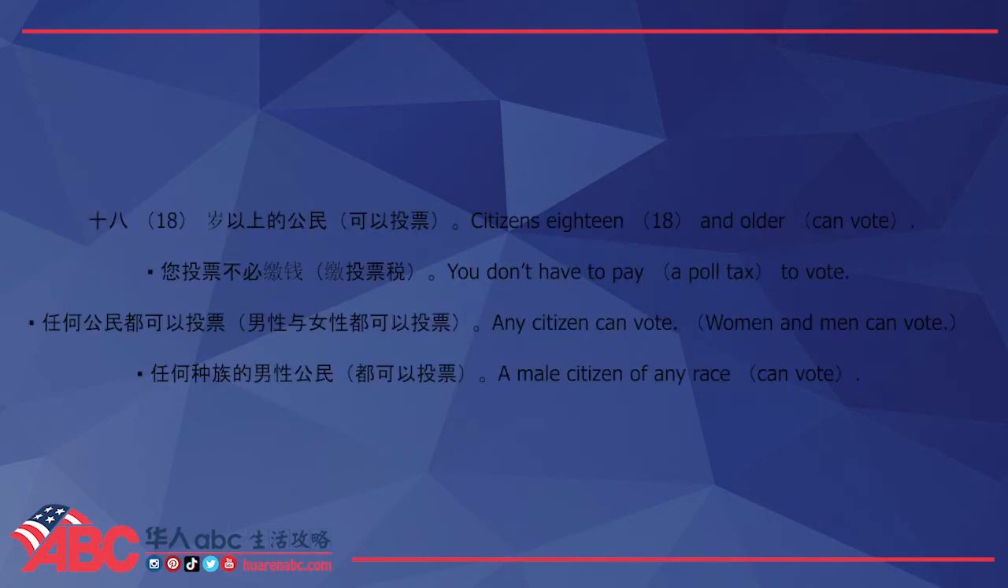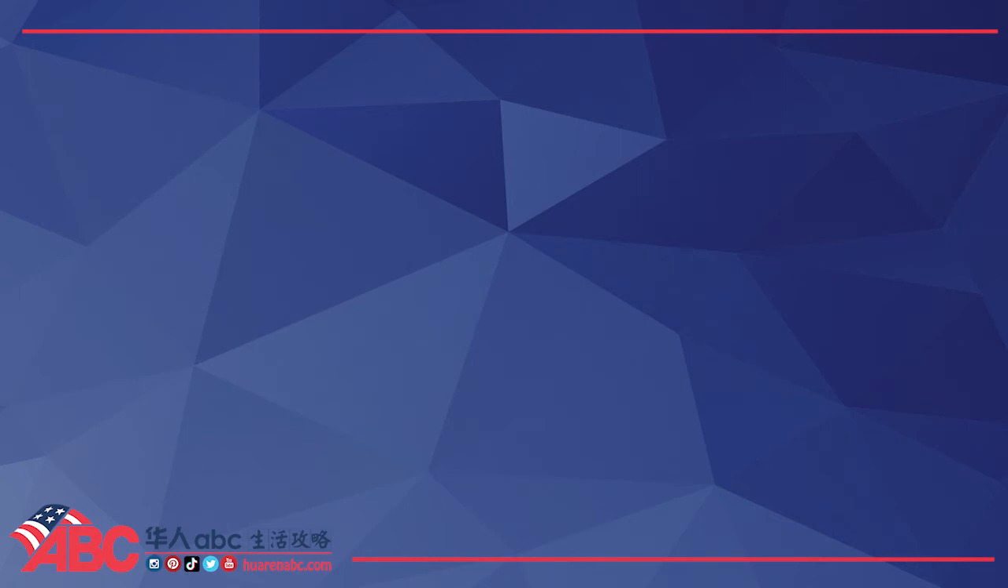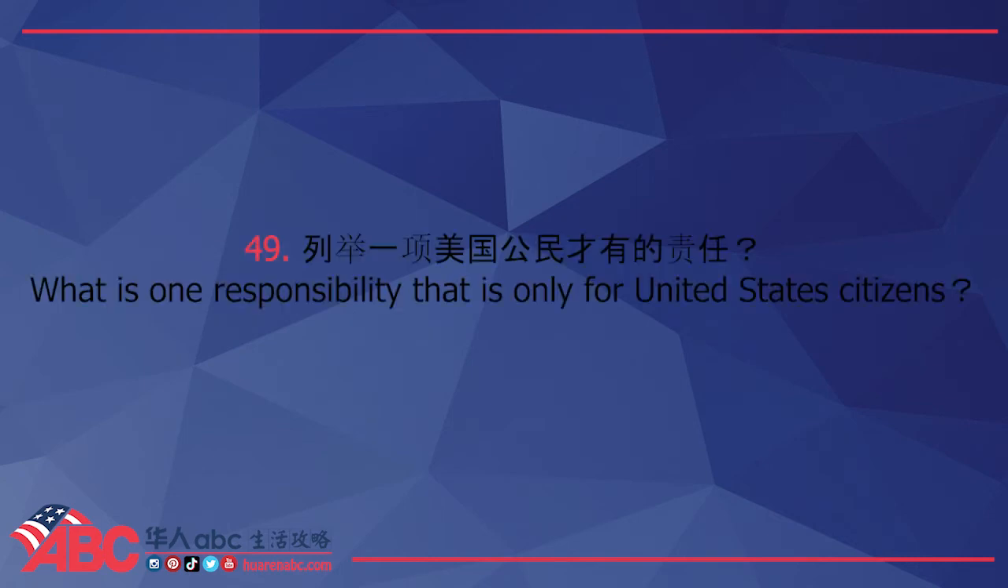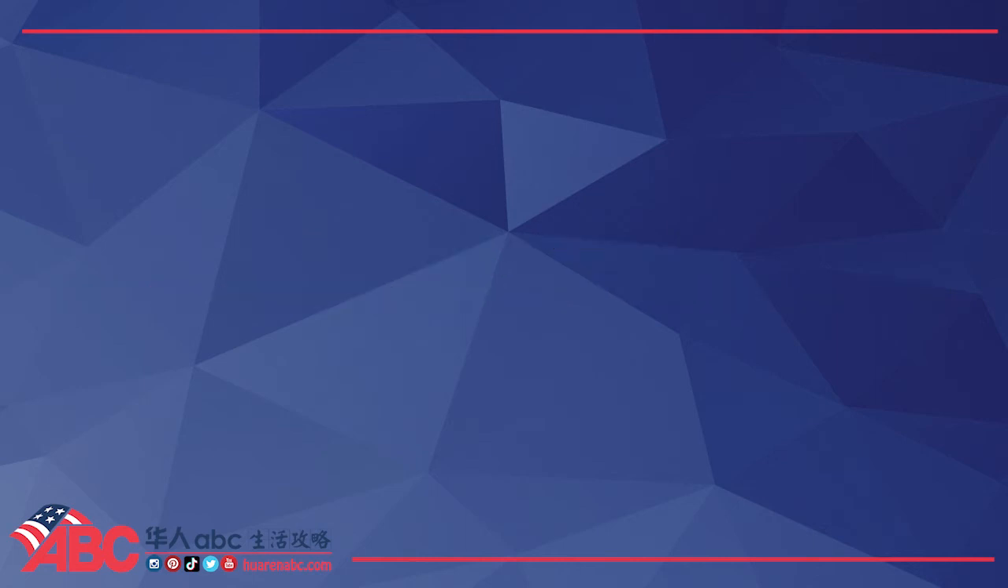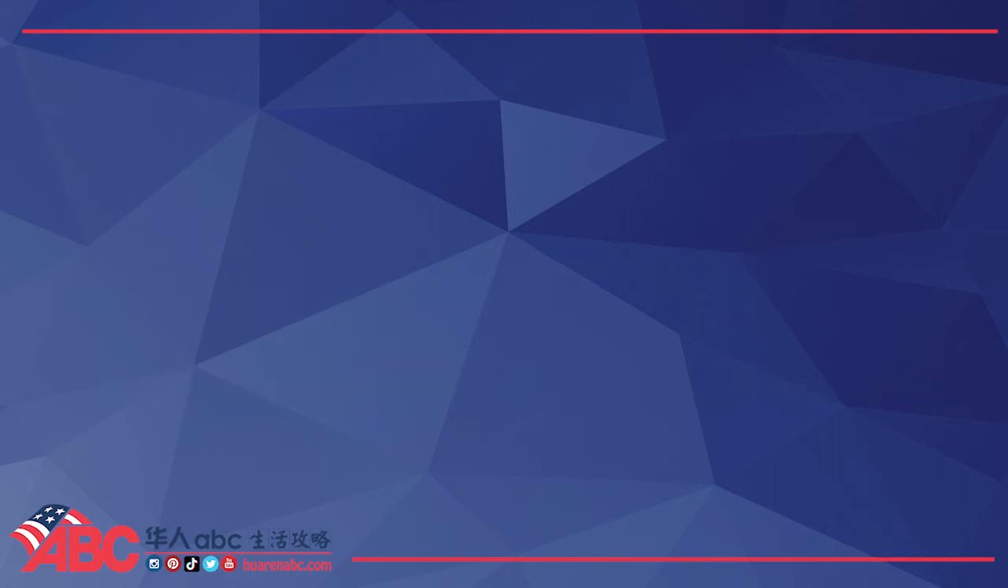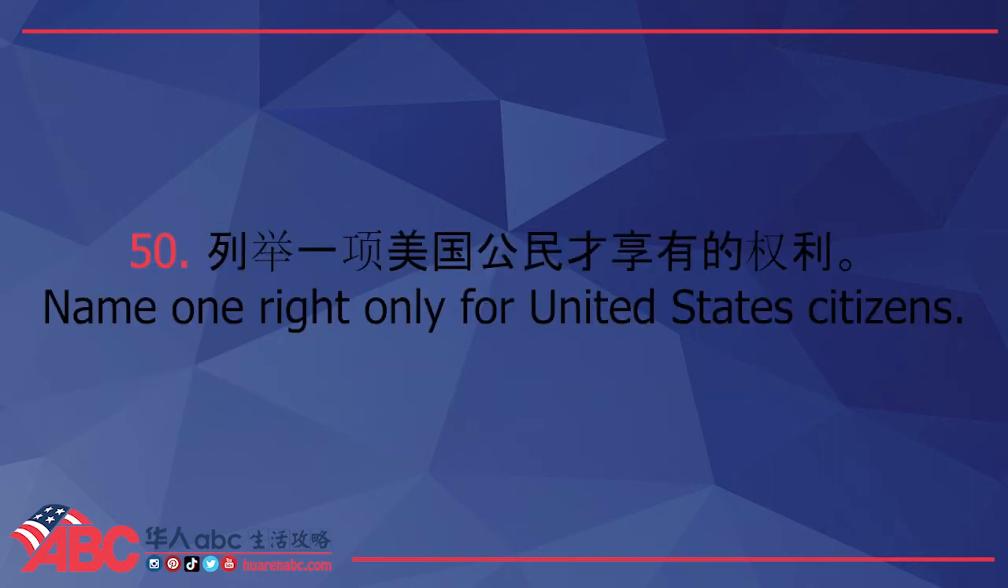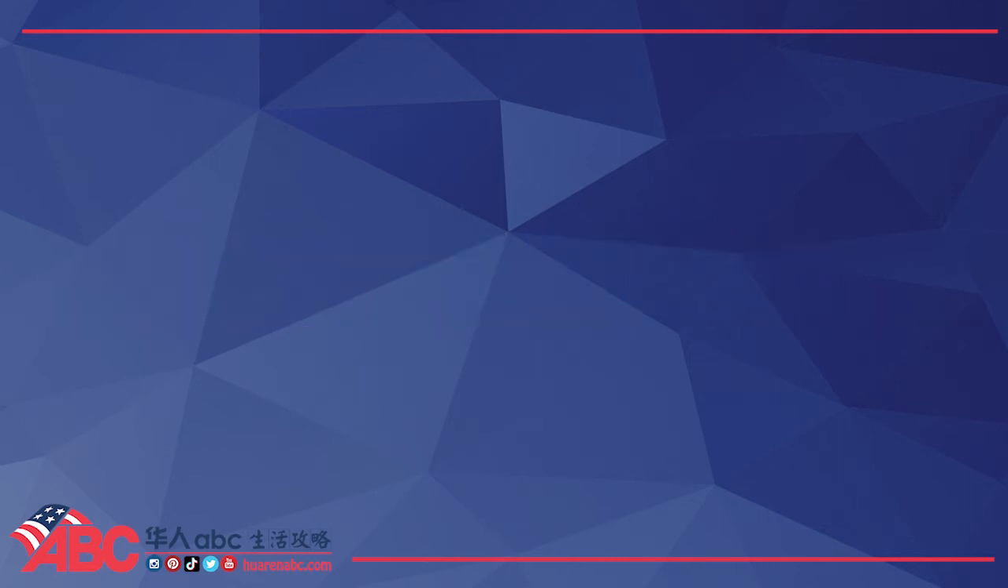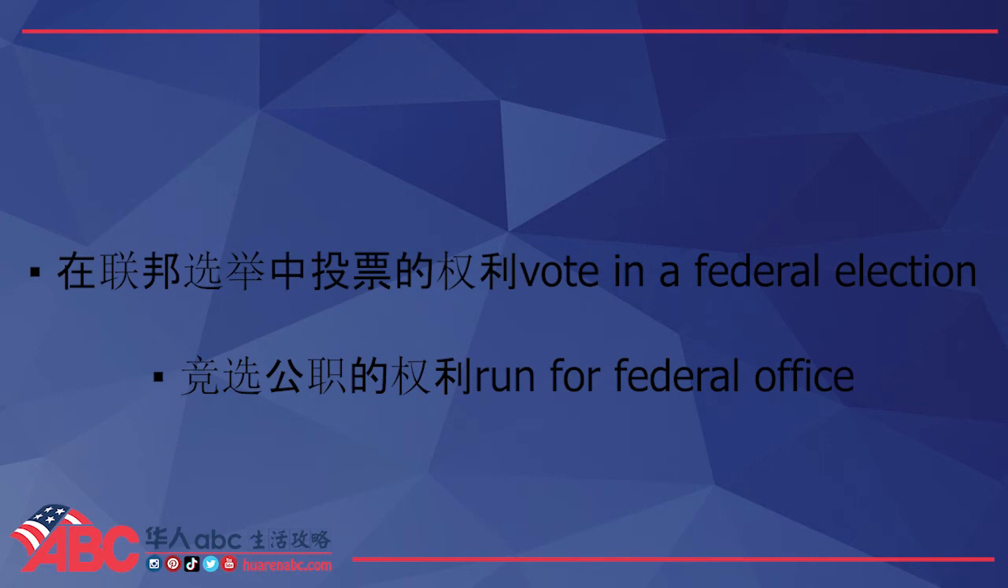Citizens 18 and older can vote. You don't have to pay a poll tax to vote. Any citizen can vote. Women and men can vote. A male citizen of any race can vote. What is one responsibility that is only for United States citizens? Serve on a jury. Vote in a federal election. Name one right only for United States citizens. Vote in a federal election. Run for federal office.